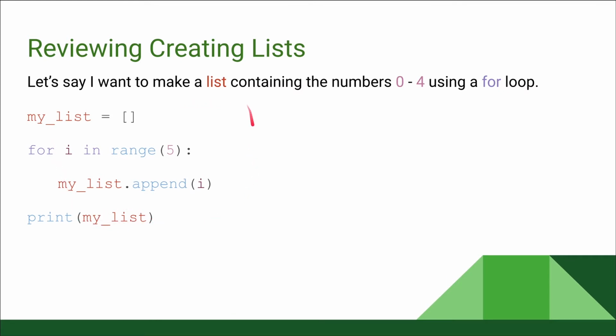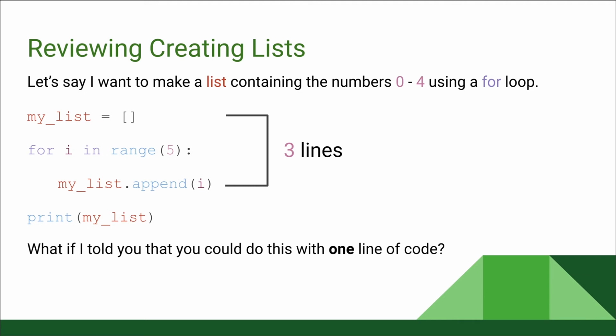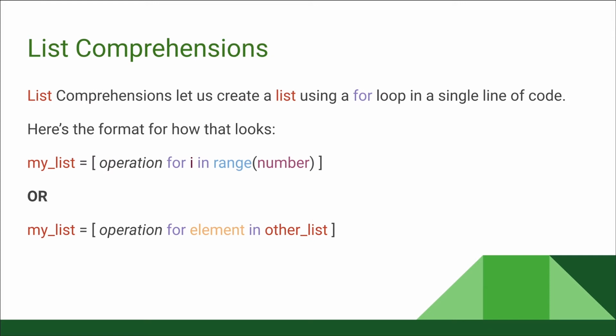If we see though, this method is going to take 3 lines of code. Would you believe me if I told you that we could do this with only 1 line of code? You would have to, because that is the content of today's lesson. So today we are talking about list comprehensions, and they let us create a list using a for loop in only 1 line of code. So here's how the format for that looks. We have 2 options, and you'll see why in just a second.